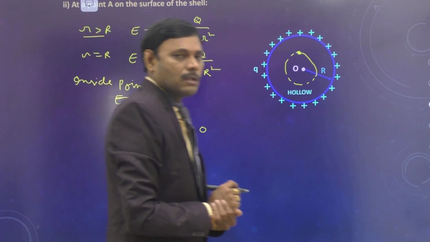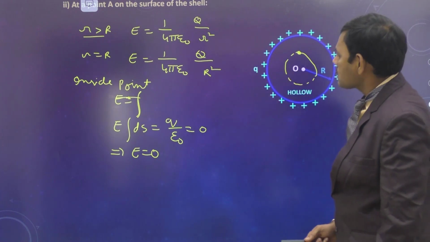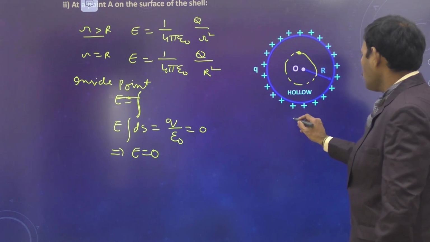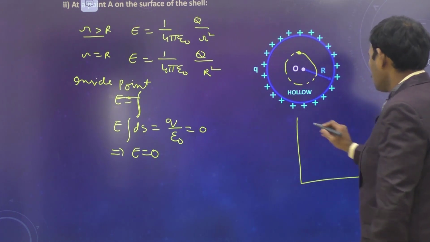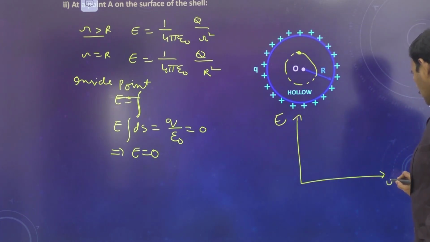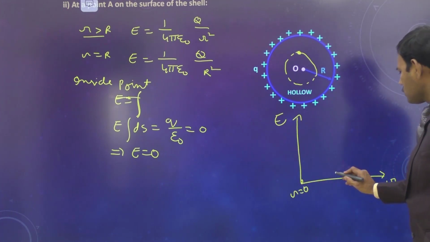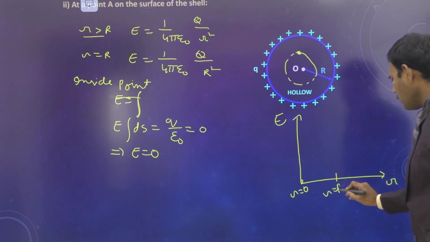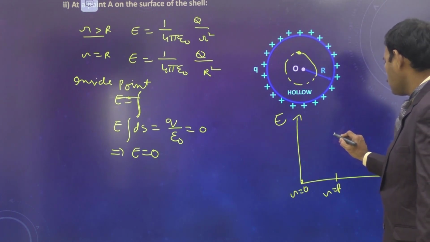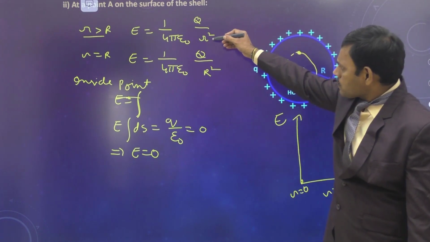These are the conclusions. At an outside point, E is 1 by 4 pi epsilon naught q by small r square. At an inside point, 0. On the surface, q by r square. When you plot the graph for this situation, taking electric field intensity along the y-axis and the distance measured along the x-axis, from small r is equal to 0 to r is equal to R, between these 2 points electric field is 0. At r is equal to R, there is a maximum value, and for small r greater than capital R, E is proportional to 1 by r square.